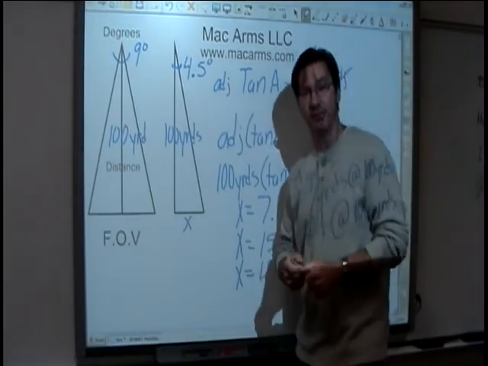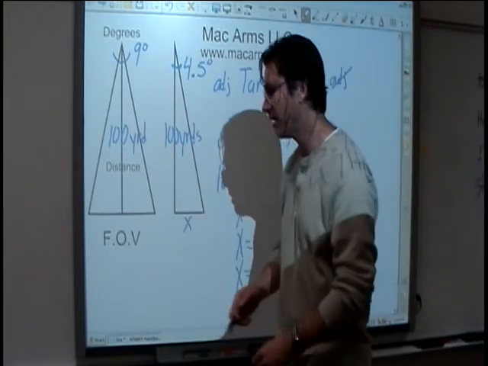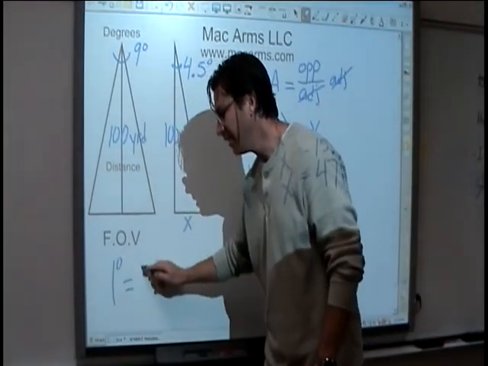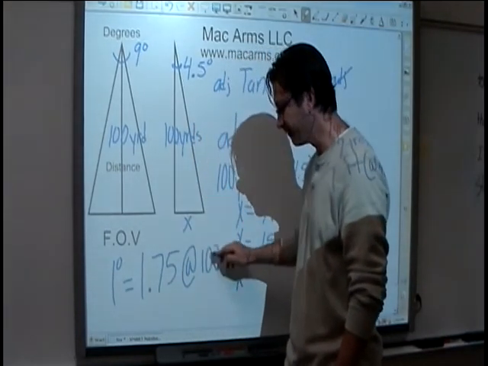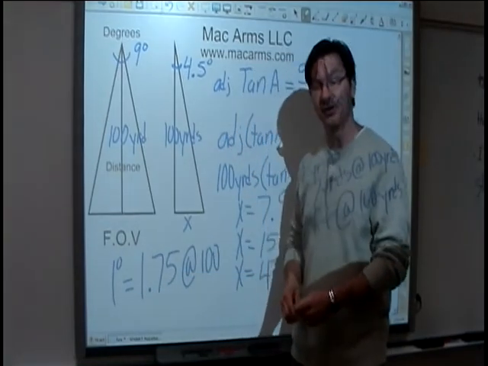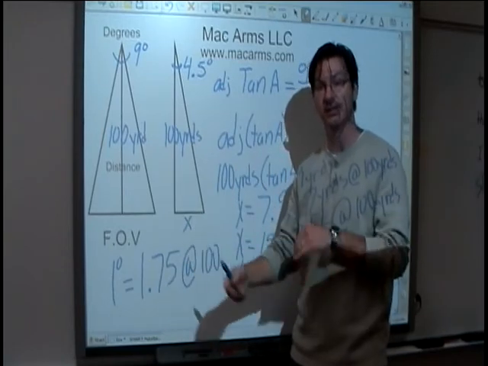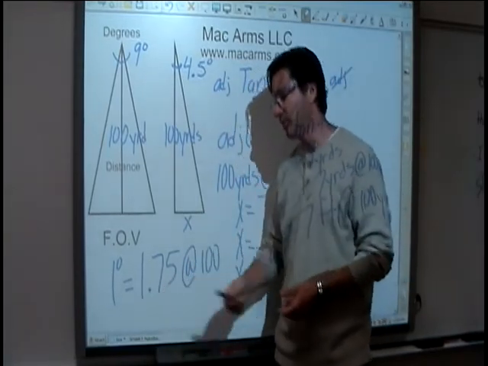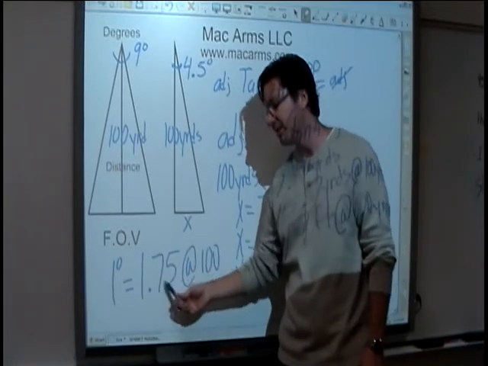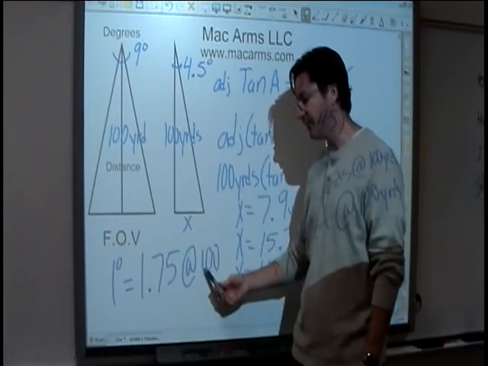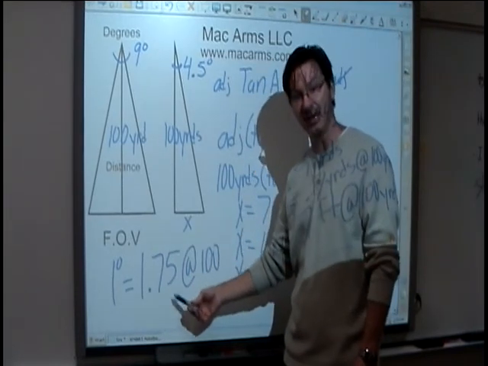Now, for those of you guys that would like the conversion factor, that's a little bit easier to translate right at 100 yards. It is going to be 1 degree equals 1.75 at 100. So there's a nice little conversion factor. If you are looking at objects at 100 distance, the conversion is going to be 1.75. So what does that mean? If this is at 100 yards, 1.75 is going to be in yards. If this is 100 meters away, this conversion factor is going to be 1.75 meters.